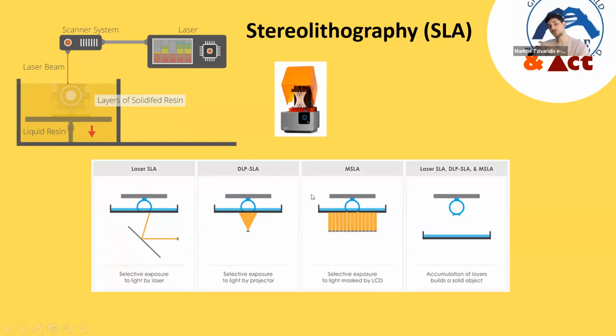Now, there are also two other technologies: the DLP SLA, which is basically a projector projecting the whole image of the part. So this way, it creates the whole layer at once, which is much faster than the standard SLA way. And the MSLA, which is instead of a projector, we have an LCD screen, which does basically the same thing. So yes, all of these ways create basically the same part. There are not many changes.